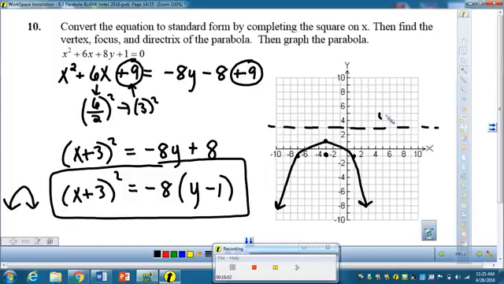All right, so we can say the equation for our directrix is y equals 3. The coordinates of our focus are negative 3, negative 1.